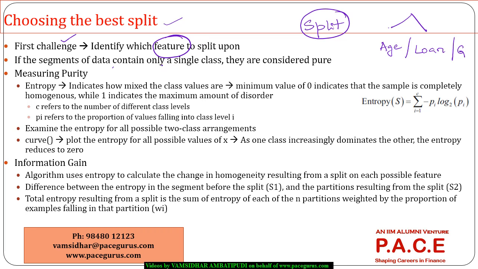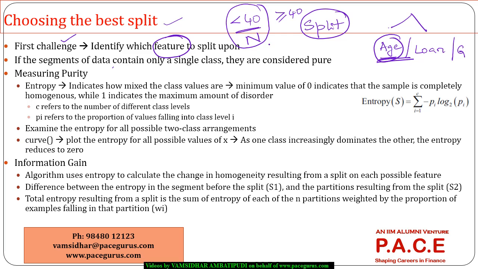Now, whatever splitting it is doing on the segments of the data, let's say it is trying to do the split based on the age. So let's say it has come out with below 40 and greater than or equal to 40. Now if it comes out that all the people who are below 40 did not default, then this is called a pure split.